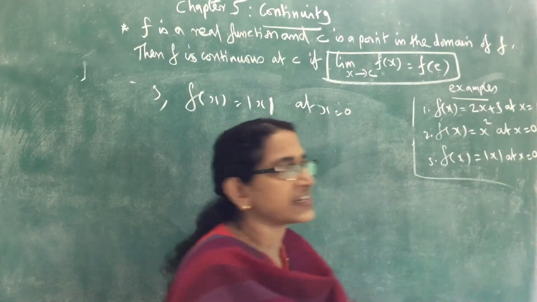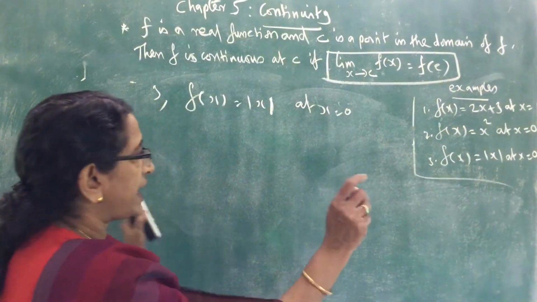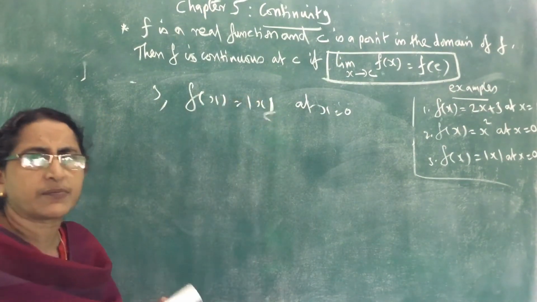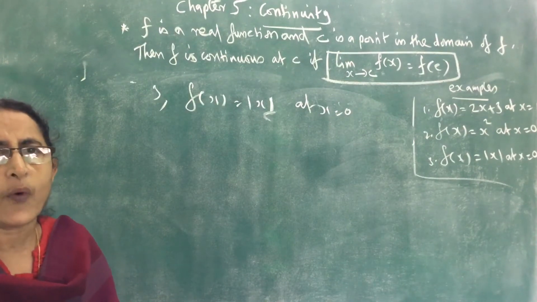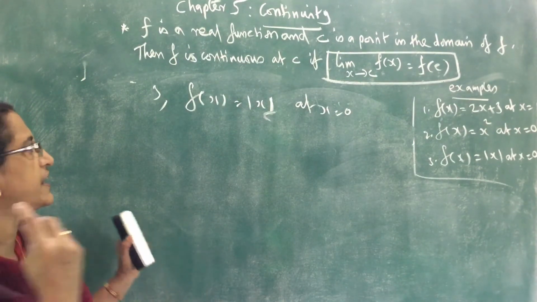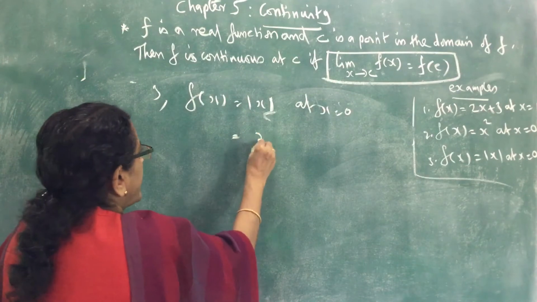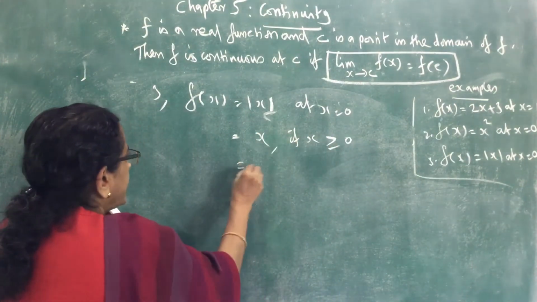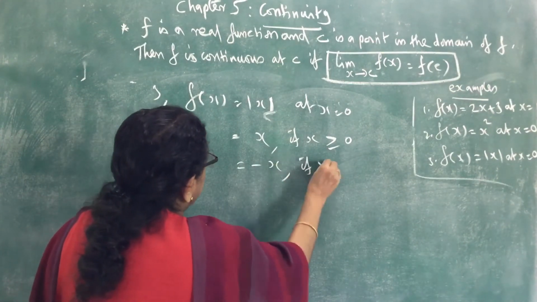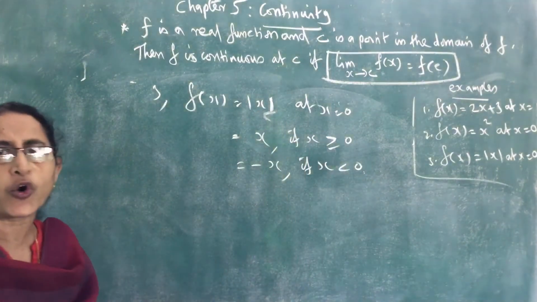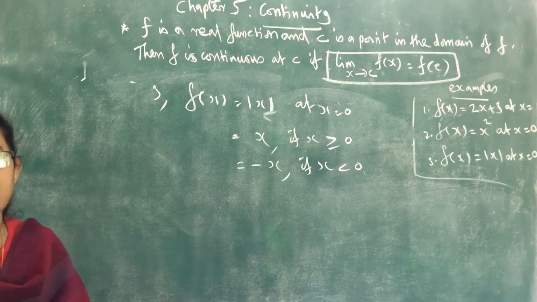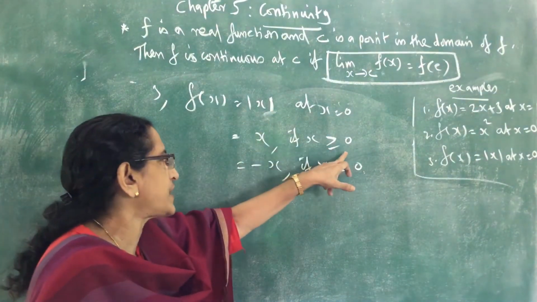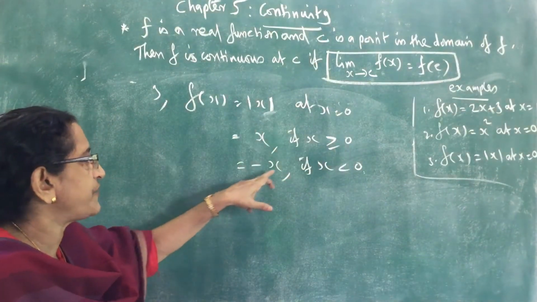Now consider the function f of x equal to modulus x. See, there is one special function. Modulus x means we know the definition. What is the definition of modulus x? We have studied the definition. Modulus x is equal to x if x is greater than or equal to 0, and equal to minus x if x is less than 0. That is the value of modulus x.